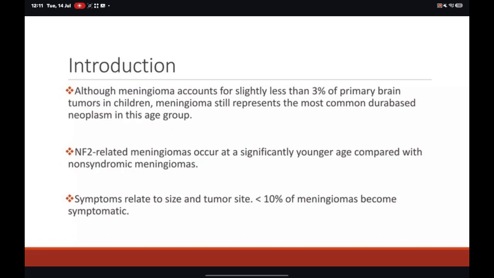Although meningiomas account for slightly less than 3% of primary brain tumors in children, meningioma still represents the most common dura-based neoplasm in that age group. NF2-related meningiomas occur at a significantly younger age compared with non-syndromic meningiomas. Symptoms are related to size and tumor site. Less than 10% of meningiomas become symptomatic.